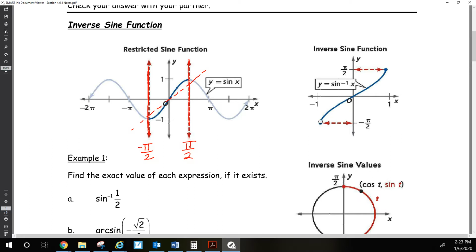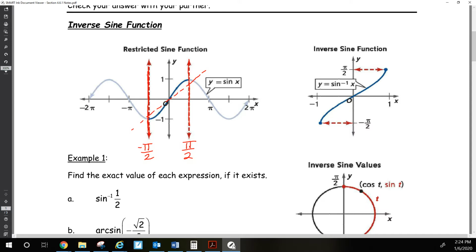So my domain goes from negative pi over 2 to pi over 2, and my range goes from negative 1 to 1. On the inverse, remember we flip the domain and range. So on my inverse, my domain goes from negative 1 to 1, and my range goes from negative pi over 2 to pi over 2.